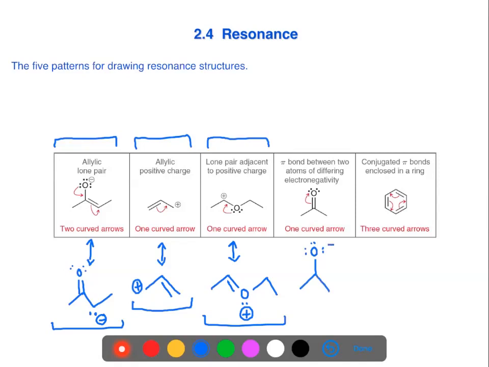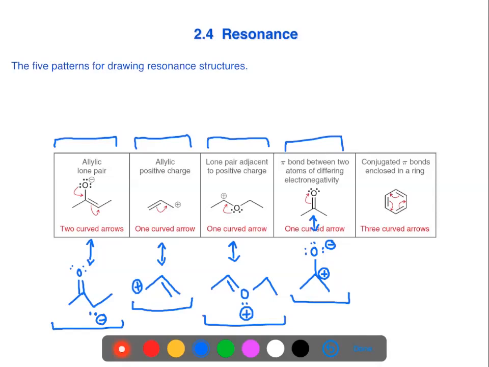And now we go from a system that was neutral to one that has both a formal charge of -1 on the oxygen and +1 on the carbon. I forgot my double-headed arrow. There we go. Throw it in there.